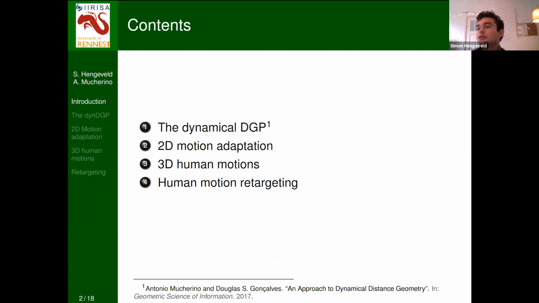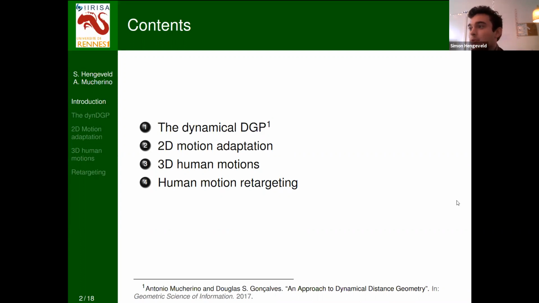Right, so I'll give you an overview of the presentation. I'll start by introducing the dynamical distance geometry problem. Then I will talk about 2D motion adaptation and how this relates to the dynamical distance geometry problem. Then I will continue to 3D motions, predominantly human motions. So these are motions with a skeletal structure. And then I will talk about the problem of human motion retargeting, which the first speaker also spoke of today.